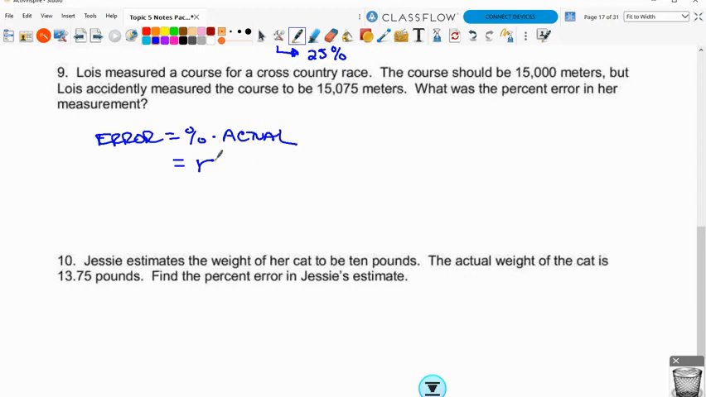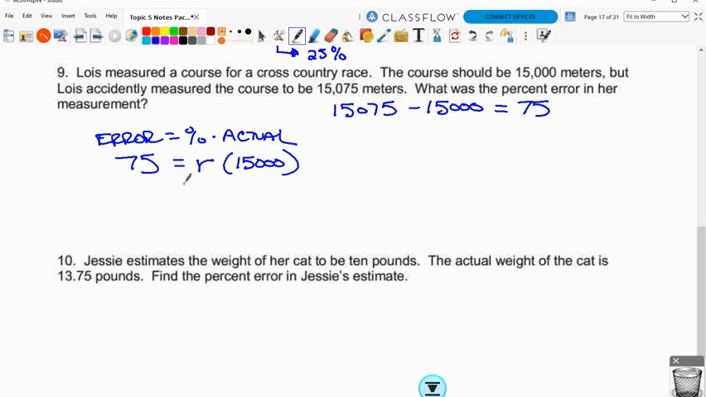To get the amount of error, we're going to take her measurement, 15,075, and subtract off what it should be, which is 15,000. And that gives us an error of 75 meters. So 75 is the amount of error. And it says the course is supposed to be 15,000 meters. That is the actual length of the course. So let's get the value of R.